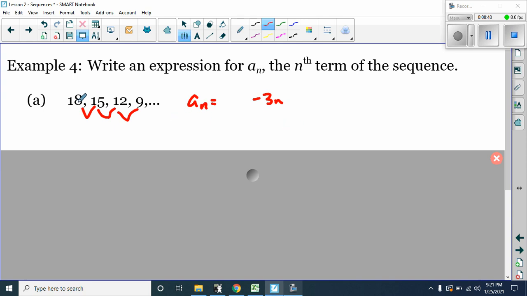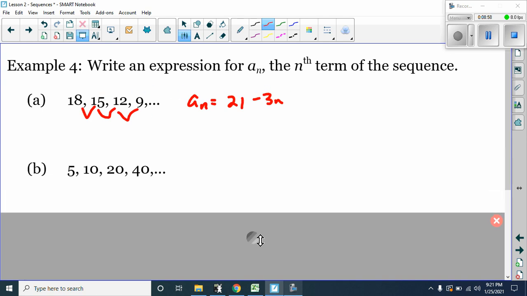My first term needs to be 18, so I want 18. I want something -3n. When I plug in 1, I get 3 here. To give me 18, that should be 21. And you can verify. Plug in 1 gives you 18, plug in 2 gives you 15, plug in 3 gives you 12, and so on.